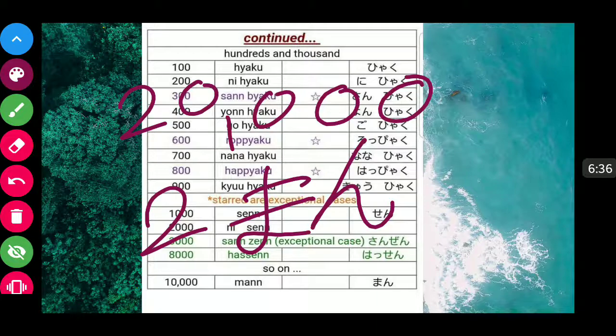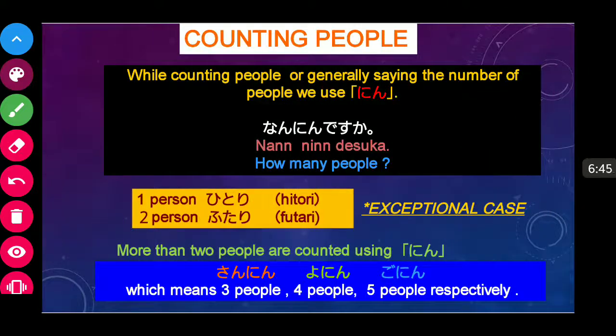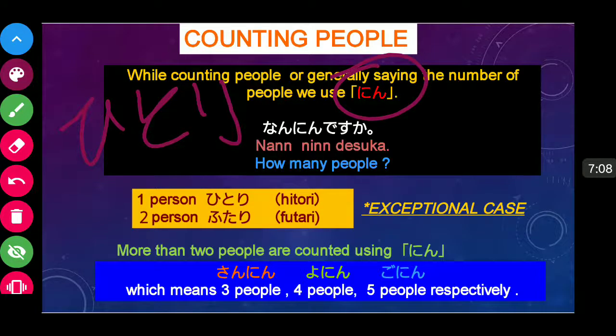Now let's talk about the next slide. Our next slide is counting people. While counting people, we generally use nin, but in the case of 1 and 2 people, we don't use nin. One person is read as hitori, and two people is read as futari.